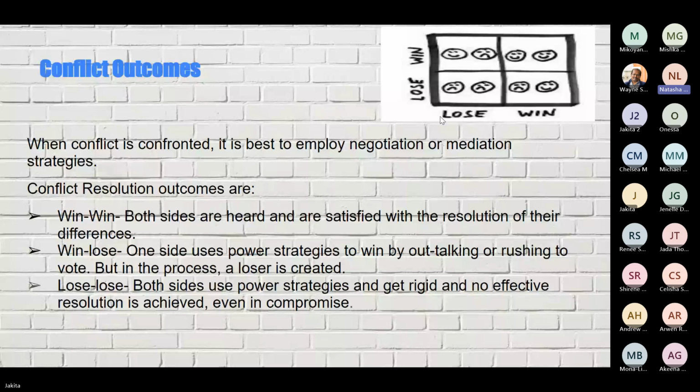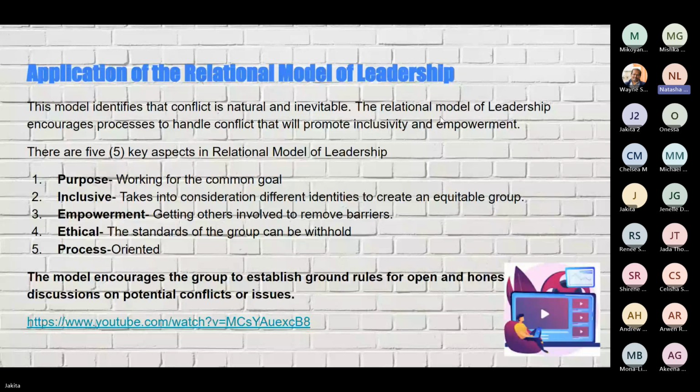We're now at the point where we're going to look at the application of the relational model. Now, the relational model identifies that conflict is natural and is inevitable. The relational model of leadership encourages processes to handle conflict that will promote inclusivity and empowerment. There are 5 key aspects in the relational model of leadership.